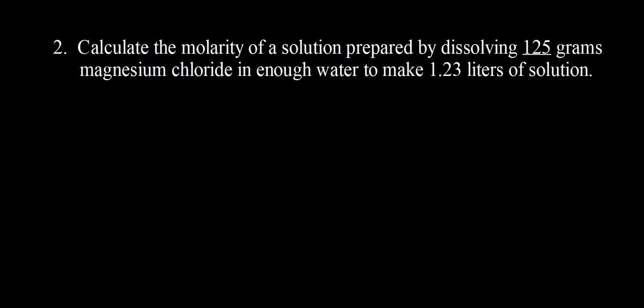Since this is a review, I'll let you do this on your own. Calculate the molarity, or calculate the molar concentration, or sometimes it might just say calculate the concentration. If it just says concentration, usually that means molarity. Calculate the molarity of a solution prepared by dissolving 125 grams of magnesium chloride in enough water to make 1.23 liters of solution. You'll need a calculator and a periodic table. Go ahead and pause the video and do that now.